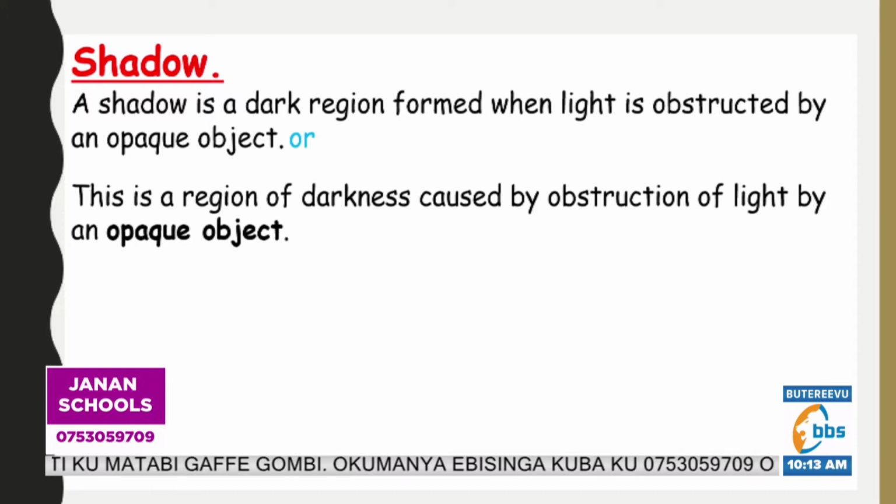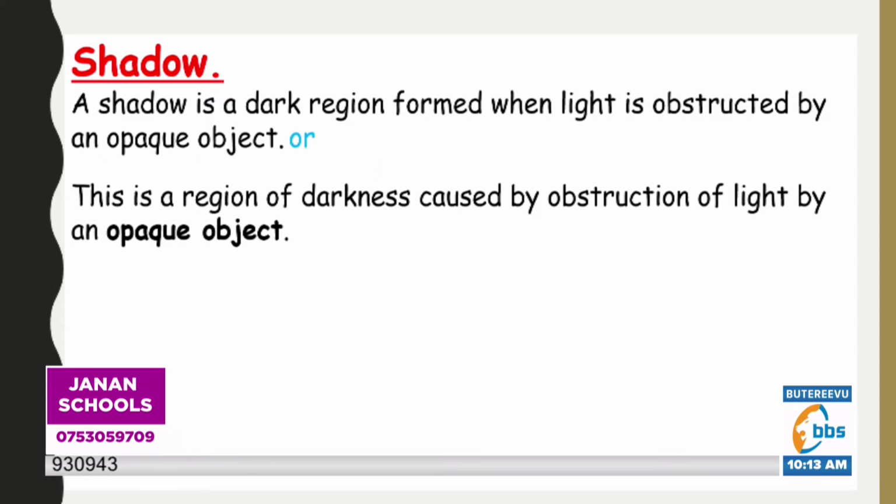Or you can also say it is a region of darkness caused by obstruction of light by an opaque object. So the moment an opaque object obstructs the light, what will be formed is a shadow. And please remember that shadows take the shape of the object. If it is a tree, which is an opaque object, then the shadow will be in that shape. It will look like that tree.